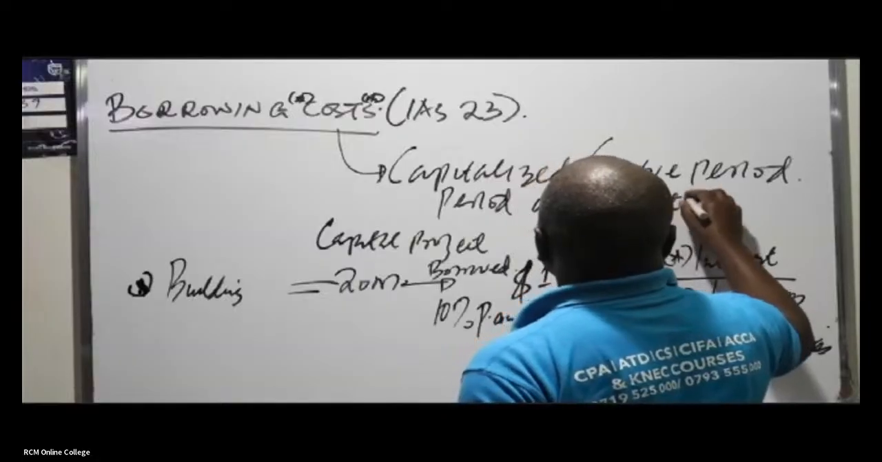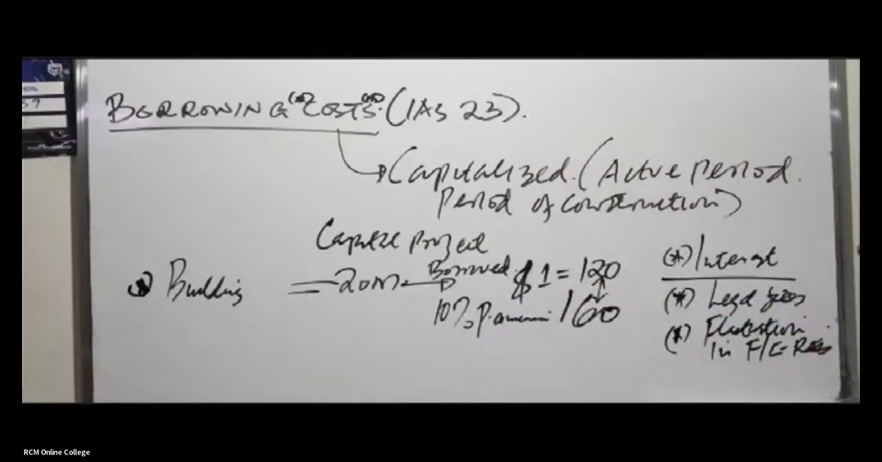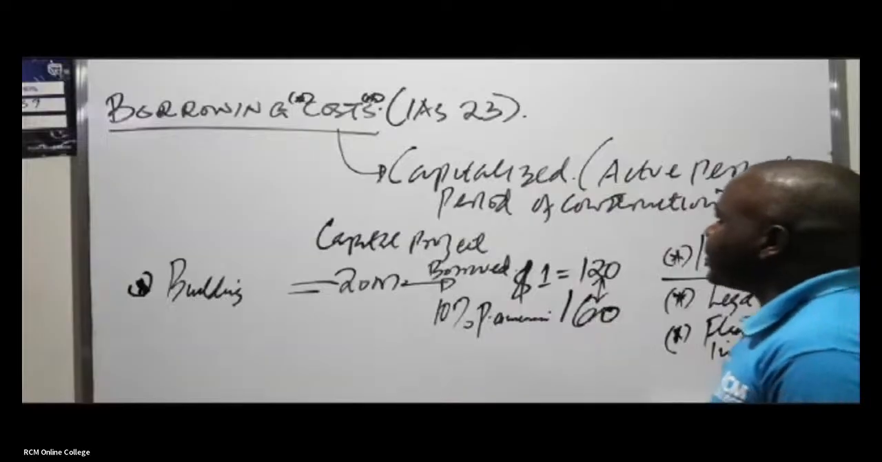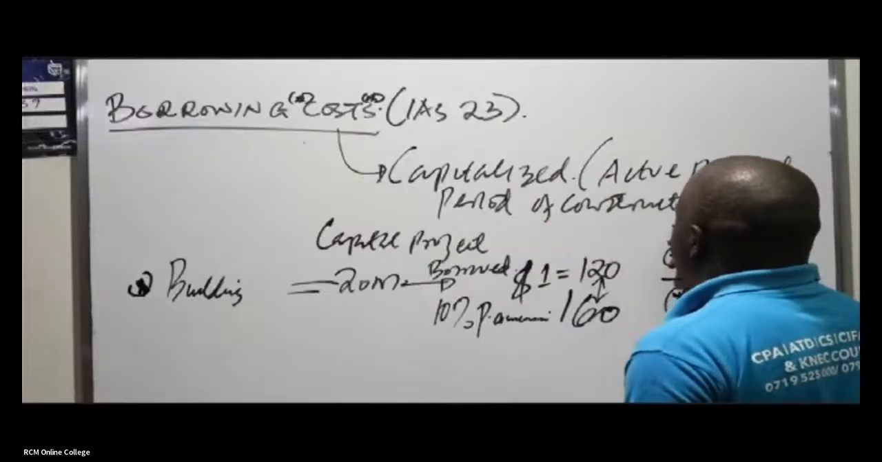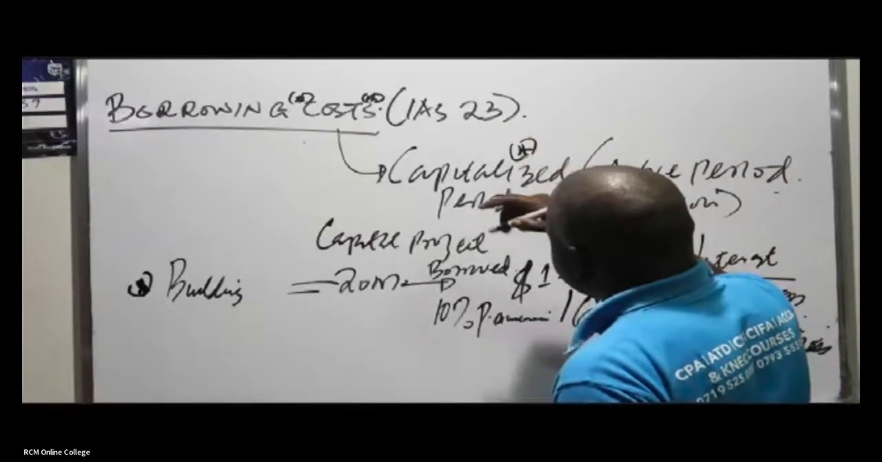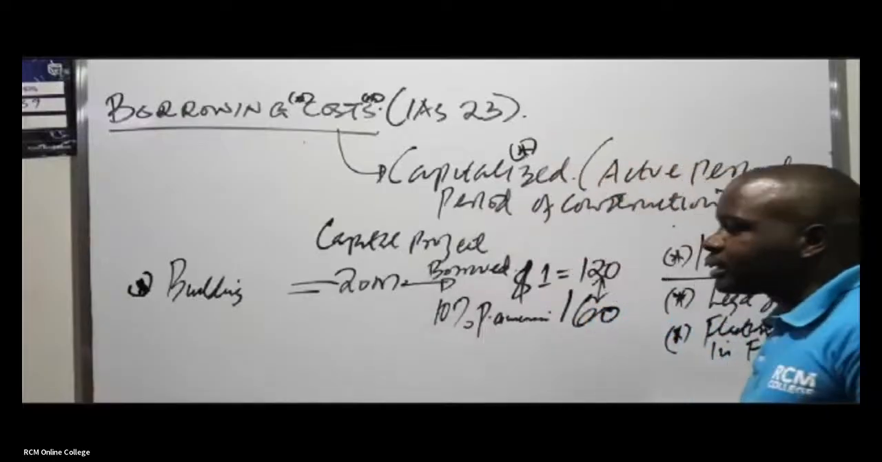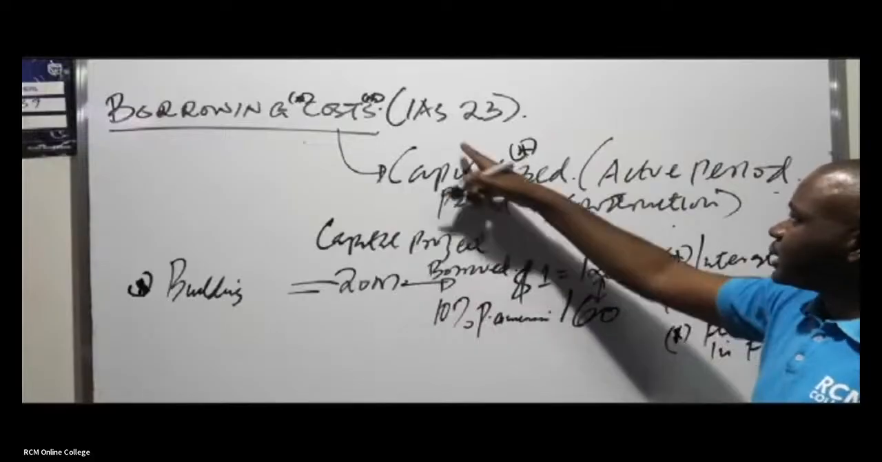So the question you should ask yourself is, when Mwalimu says capitalize, what does he mean? We simply mean that the borrowing cost incurred over the active period of construction should be included as part of the value or the cost of the asset. That's what the standard requires.